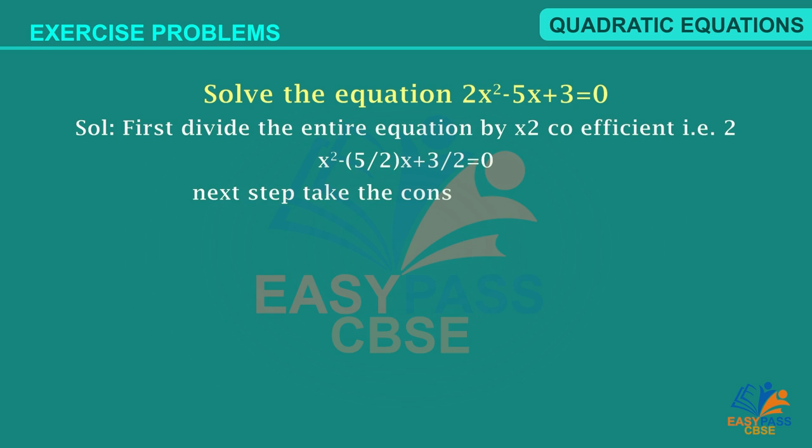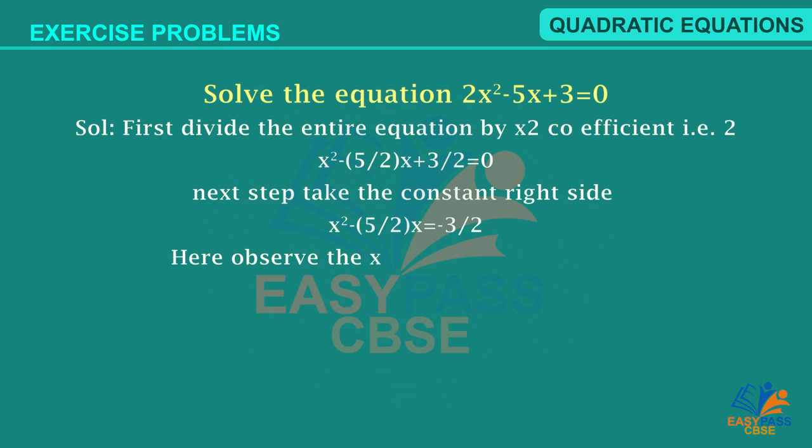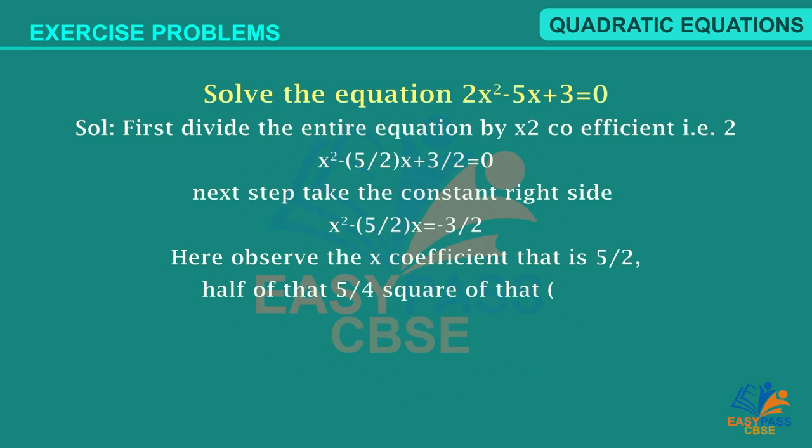Next step, take the constant to right side. That means take plus 3 by 2 right side. So you have x square minus 5 by 2 x is equal to minus 3 by 2. Here also, observe carefully x coefficient, that is 5 by 2. Half of that, 5 by 4. Square of that, 5 by 4 whole square. So adding 5 by 4 whole square on both sides.